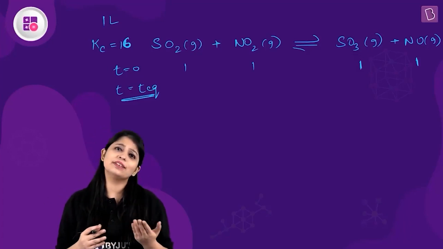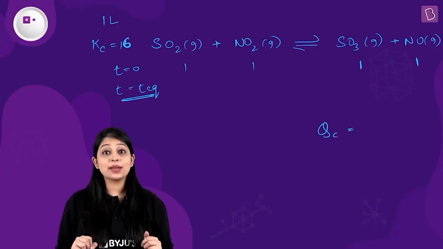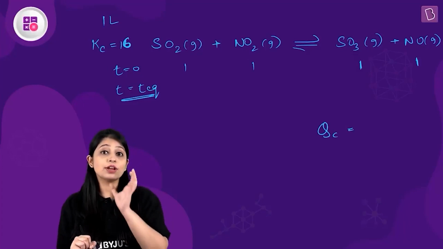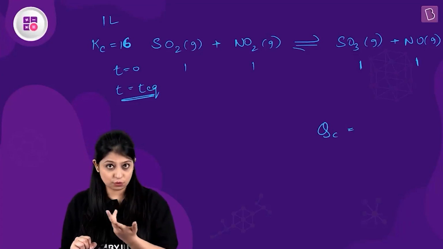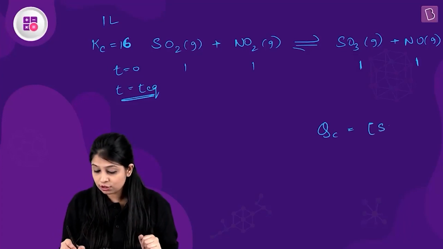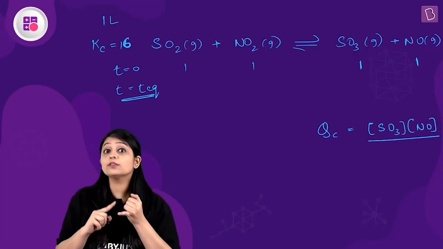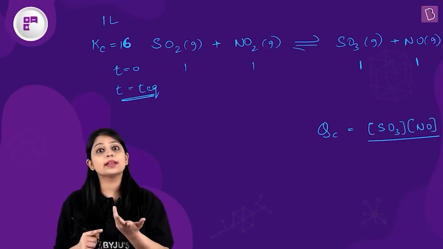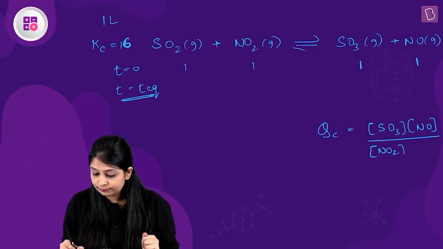And how do we do that? We find out the reaction quotient, that is Qc. So the reaction quotient is equal to the product of the concentrations of the products raised to the power of their stoichiometric coefficients, which will be the concentration of SO3 into the concentration of NO, divided by the product of the concentrations of the reactants raised to the power of their stoichiometric coefficients. So that will be the concentration of NO2 multiplied by the concentration of SO2 gas.